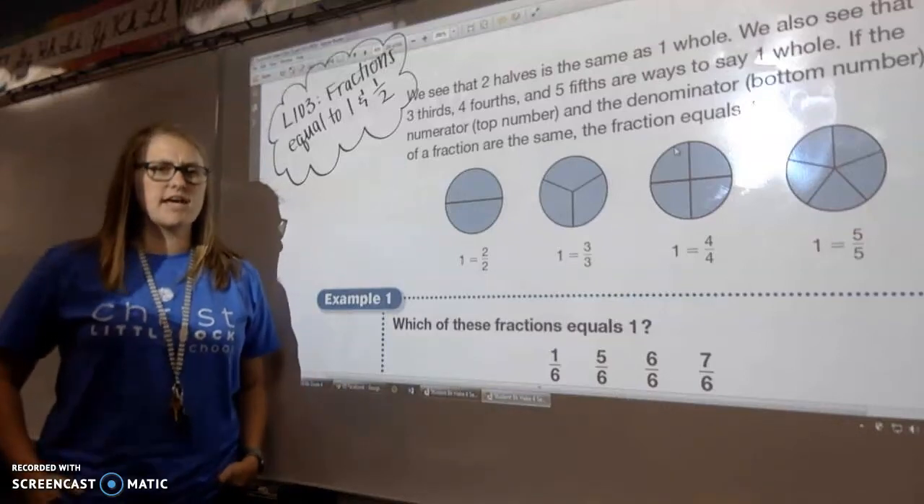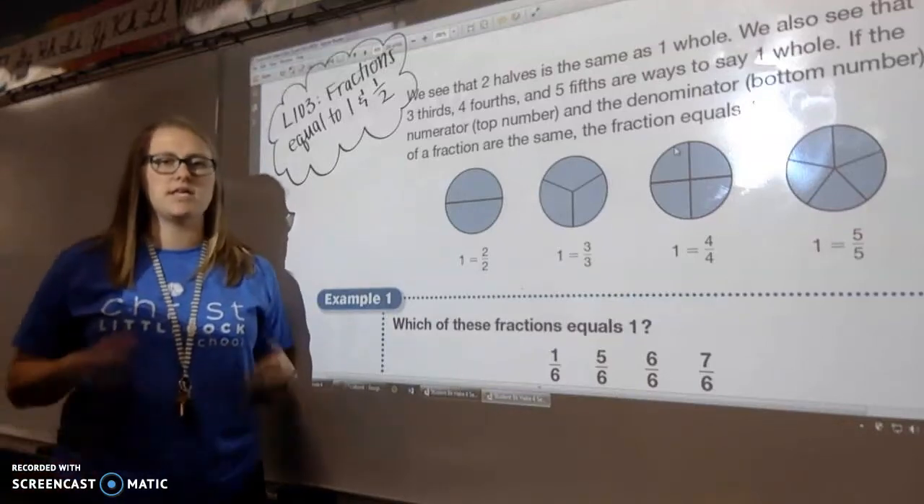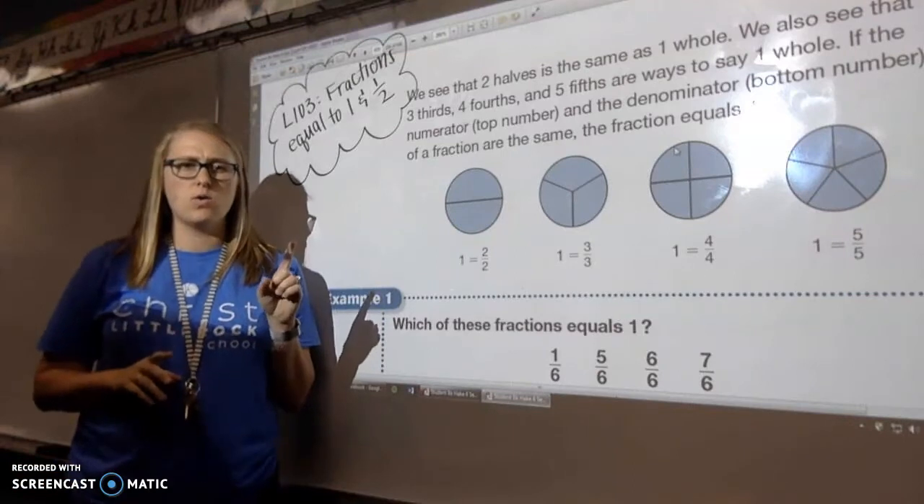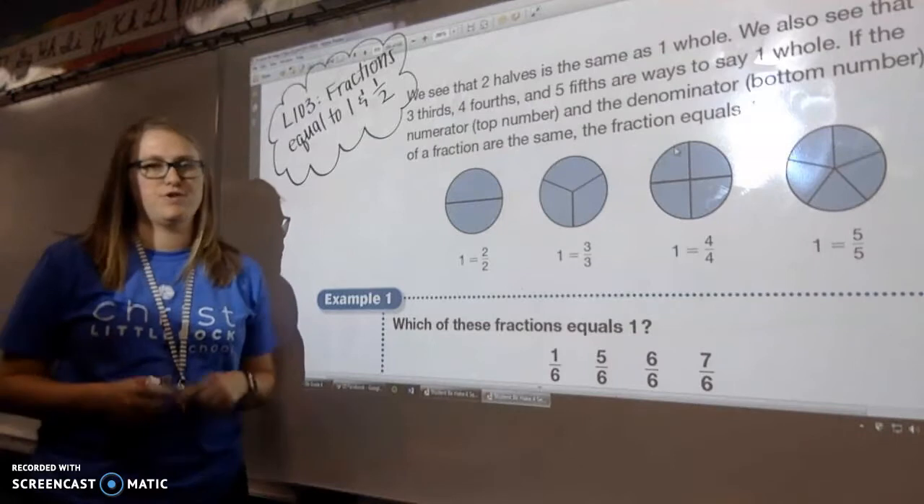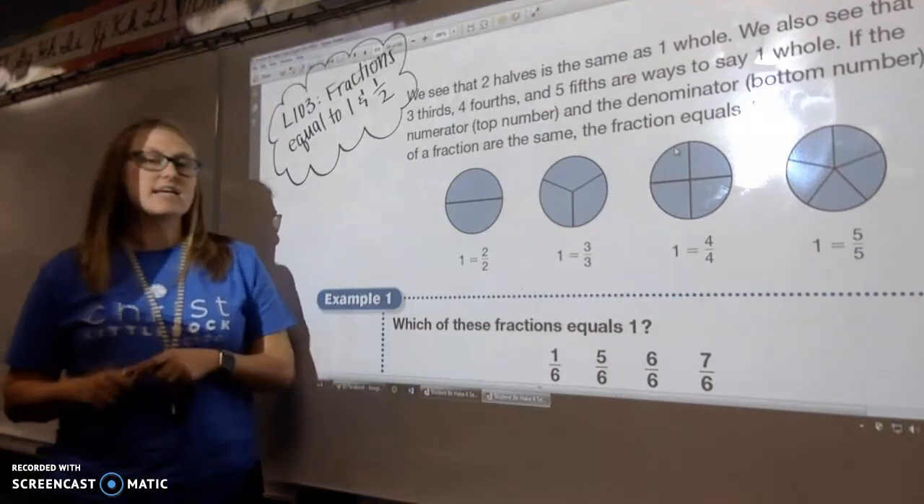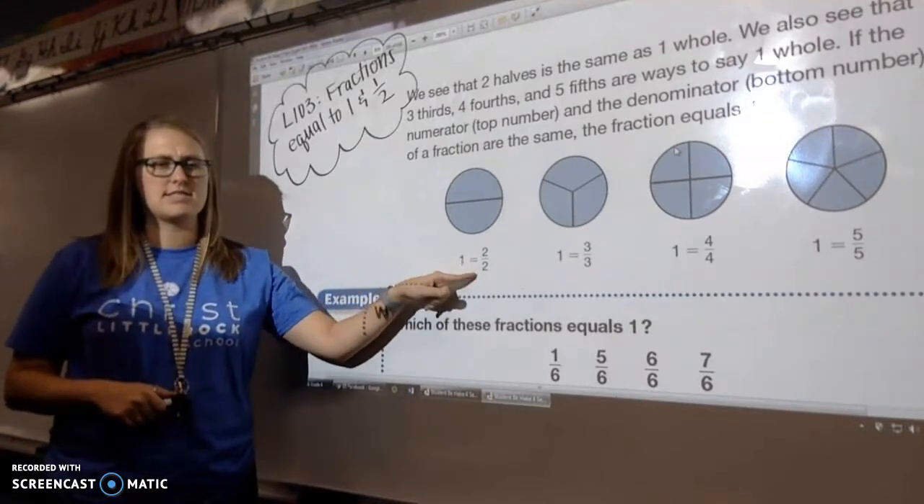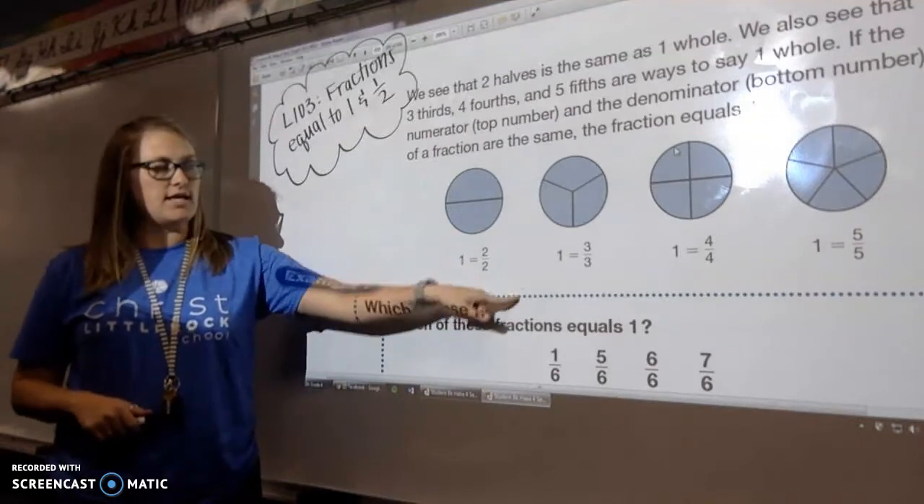Guys, we're going to talk today about fractions being equal to 1 or a half. Okay, so this should be just a review for fractions equal to 1. Anytime the numerator is the same as the denominator, it equals 1 whole.